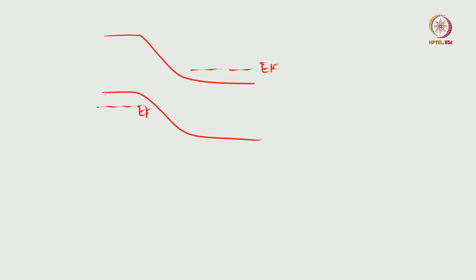So, what happens after that? Now, you have something like that where your Fermi level is here and the Fermi level is here, and it cannot tunnel, it cannot tunnel. So, the current will drop, correct. So, the current rises and then drops.